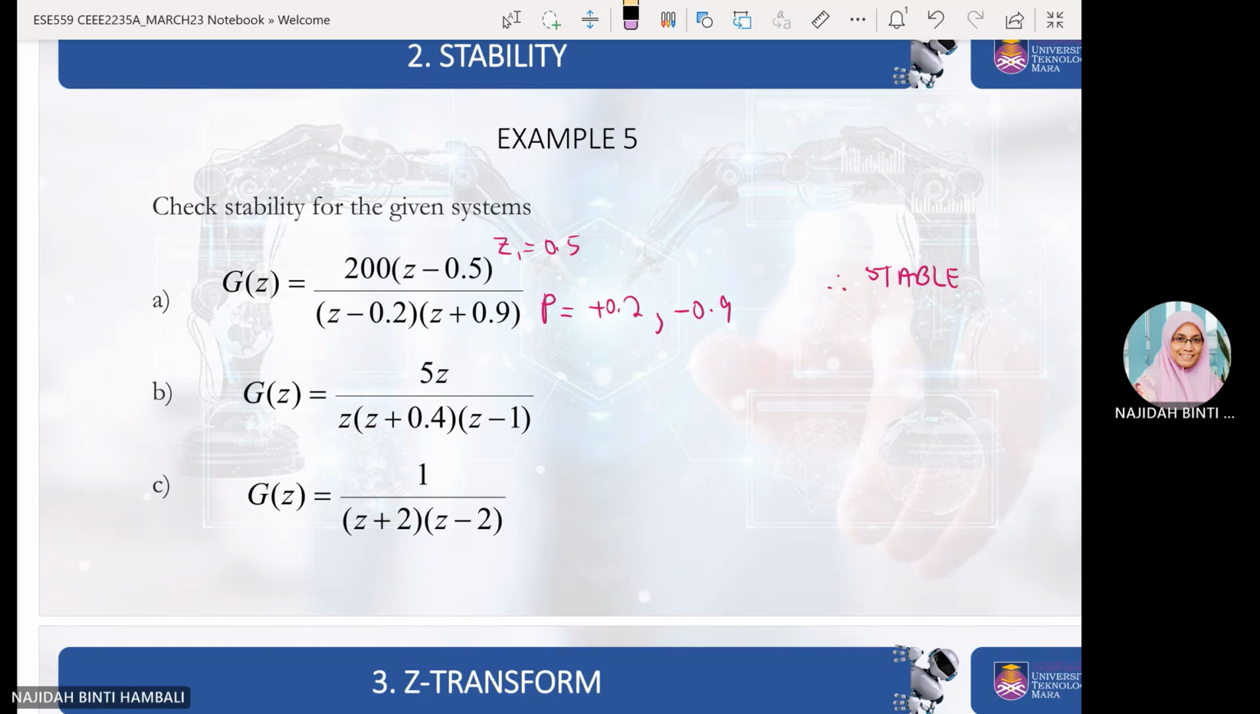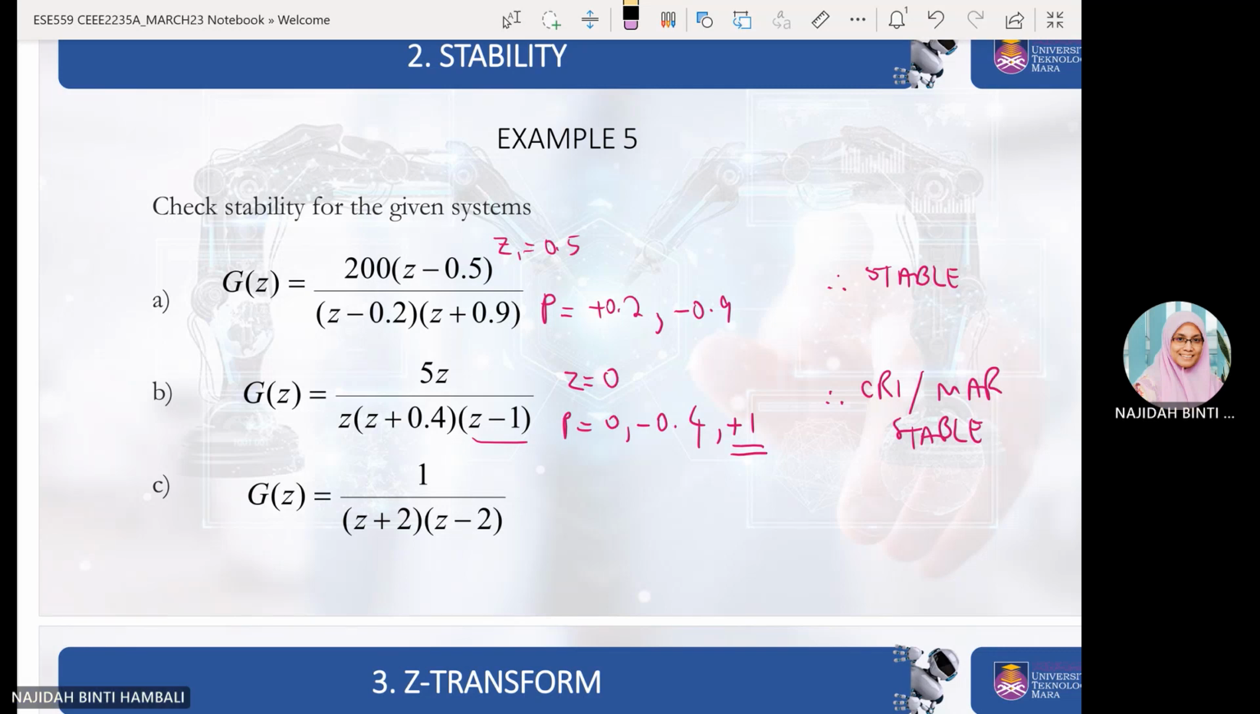B. Marginally, critically stable. Sebab ada ni, on the unit circle. Faham? Okay. So zero sama dengan kosong, negatif 0.4, positif 1. Zero tadi tu. Zero mana? 5Z sama dengan kosong. 5 tu coefficient. Z sama dengan kosong lah. Because of this one, critically or marginally stable.